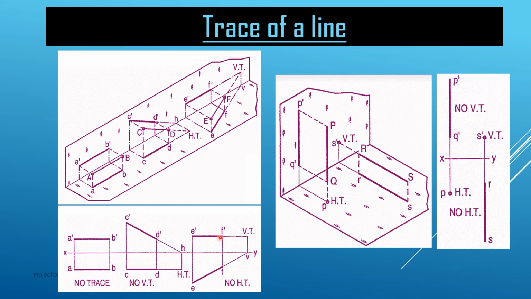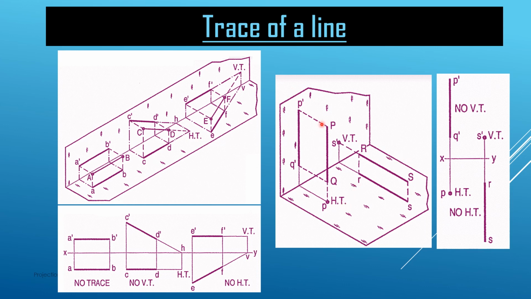Here E dash F dash is the vertical projection of this line, and EF is the horizontal projection. Now we see that as we extend this line EF, it is meeting at a point V on the XY line, and from here we can draw the projectors, and wherever these projectors are meeting the extension line of the E dash F dash projection, there we are getting the vertical trace. So this way, in many of the problems we have to get the vertical trace, and we have to draw the vertical traces also.